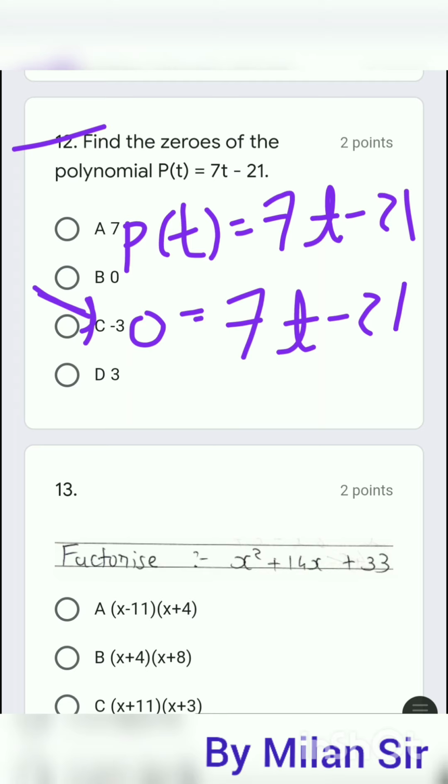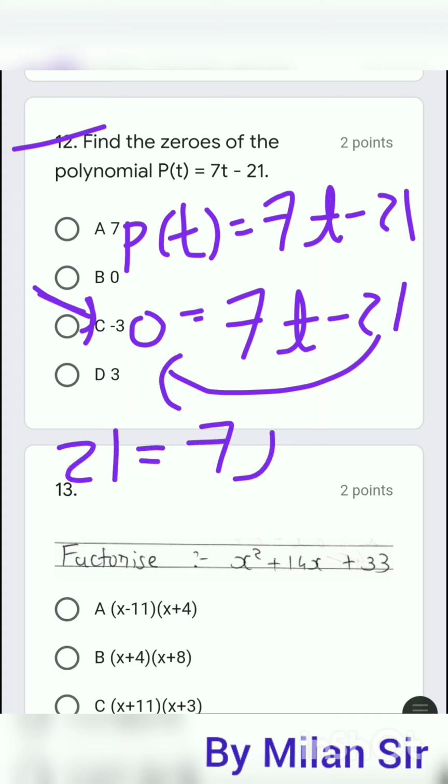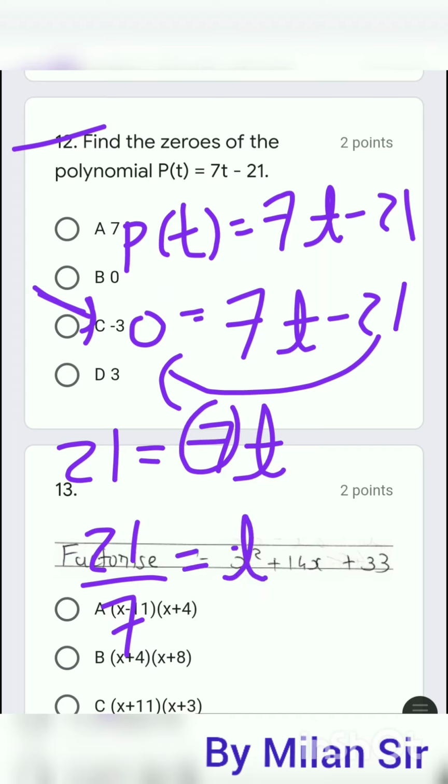Okay, now transfer this 21 to the left hand side, so it becomes plus 21 is equal to 7t. Now for finding out the value of t, we need to transfer this 7 to the left hand side, so it goes to the denominator. So 21 by 7, so t is equal to 3. Okay, so t is equal to 3.